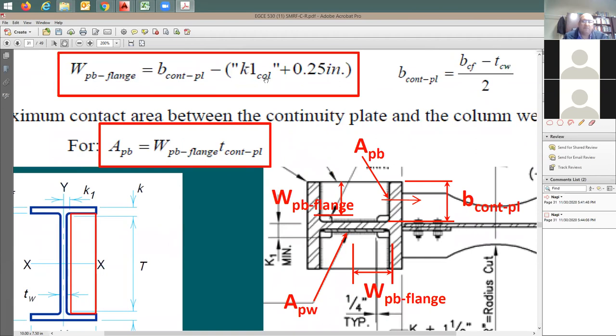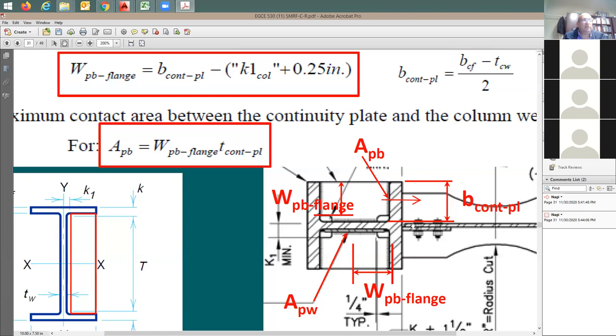Does it make sense to anyone? Listen to me. Yes, I think it just takes a moment to add up all the pieces. Okay, but you see here that we are double counting the subtraction of this K1. Yes. You guys see this? Anyone else? Yes, thank you. Anyone else? Yeah, I see it. You see it, right? Because it says here the web, right?